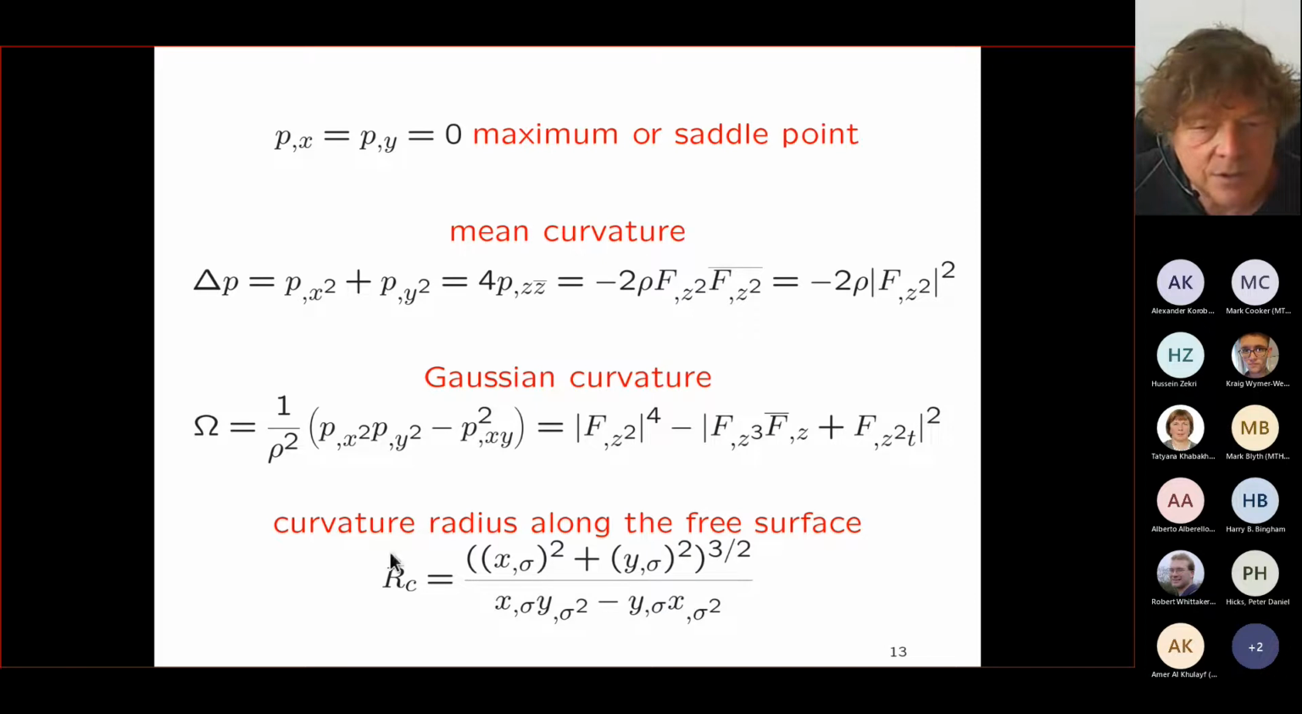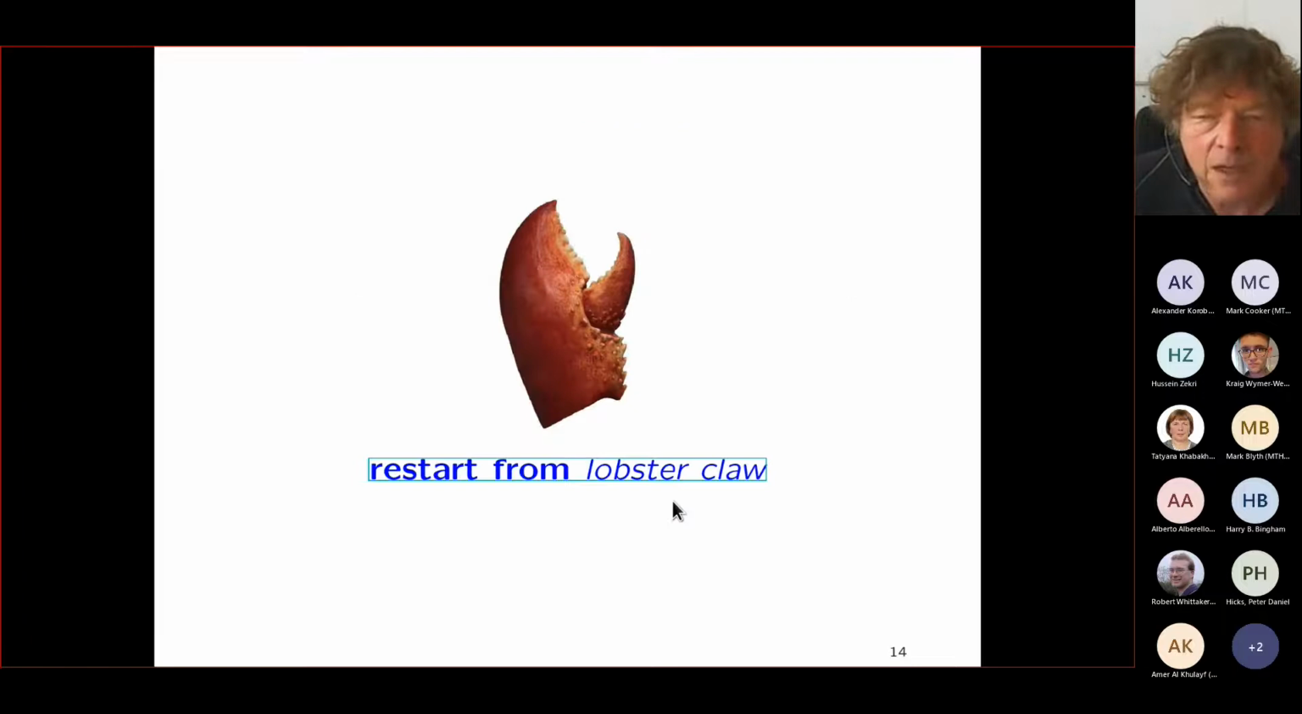And also there is another data which is of interest, the curvature radius along the free surface, which can change sign when the denominator changes sign. And so if it's zero, it means that the radius of curvature goes to infinity, meaning that there is some inflection point along the free surface.